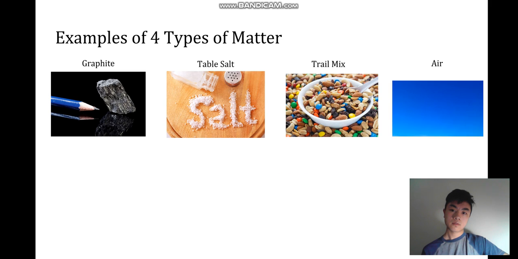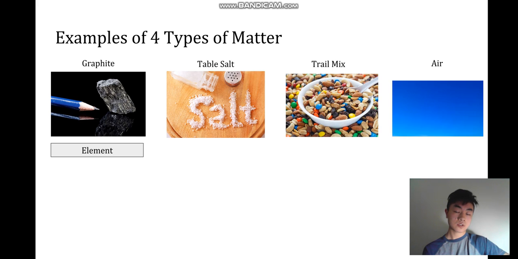So I have four examples today for the four types of matter. The first one is graphite. Graphite is made out of carbon only, so that gives you a big hint. But right there, carbon is an element on the periodic table, and it may look like a heterogeneous mixture at first, but it's actually going to be an element because it's only made out of carbon.